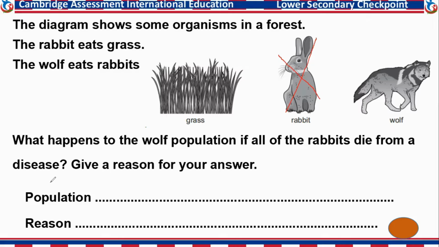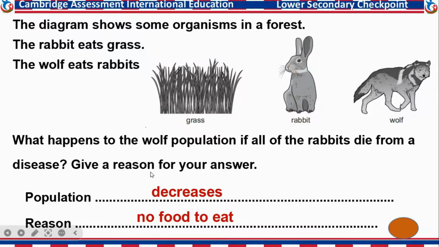The population will definitely decrease, as a result of no food to eat. Because if the rabbit is taken off the chain, the wolf will be starving. Because of that starvation, the population will decrease. They will die. There will be an increase in mortality. So the population will decrease due to lack of food. With that, we are good with this.